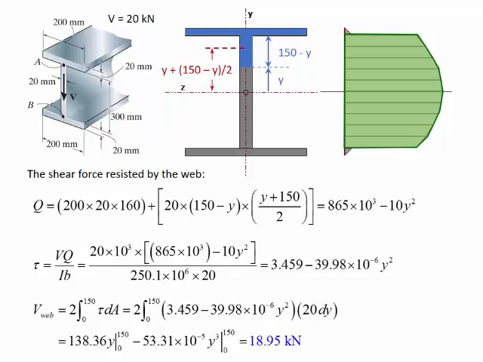150, we find that the corresponding force is 18.95 kilonewtons, which is almost 95% of the applied load of 20 kilonewtons. So what we can see is that the web is the main contributor to resisting that shear force, and then the top and bottom flanges will be carrying the remaining 5%.